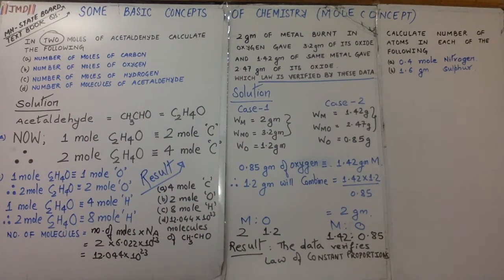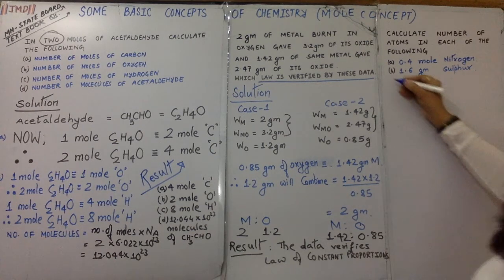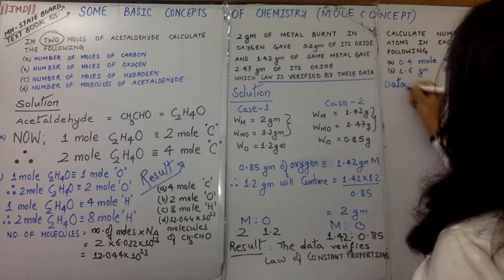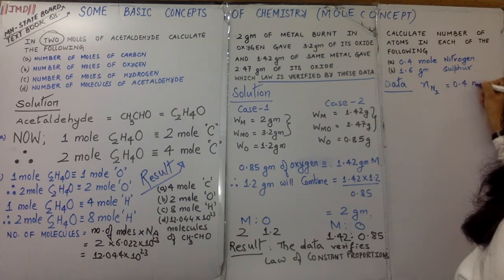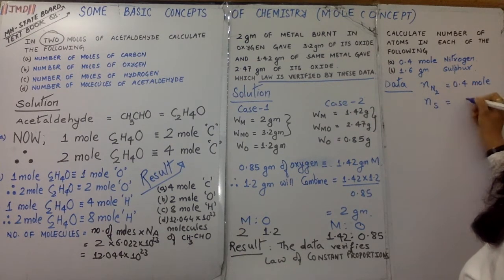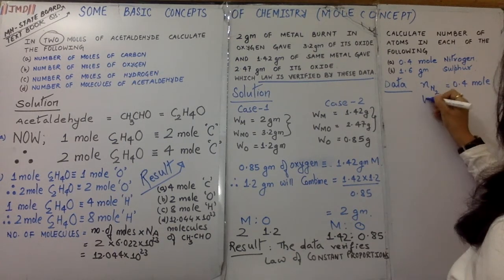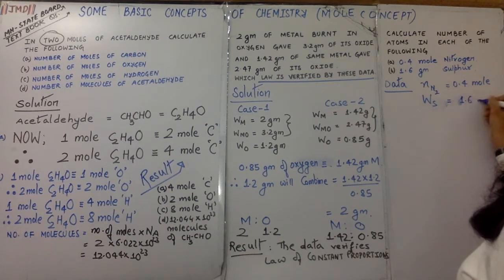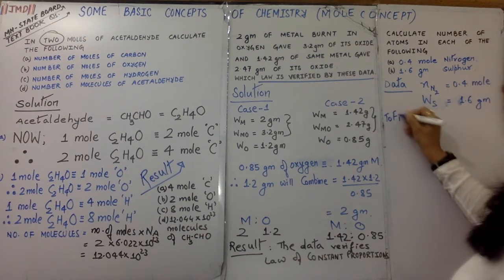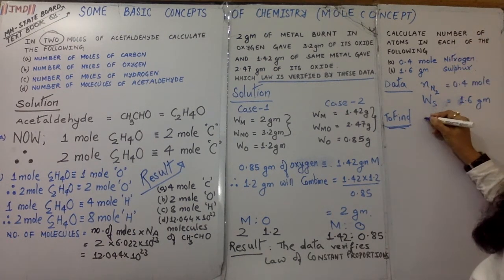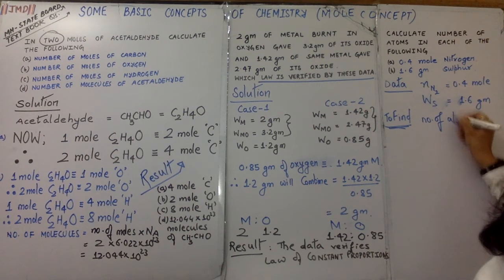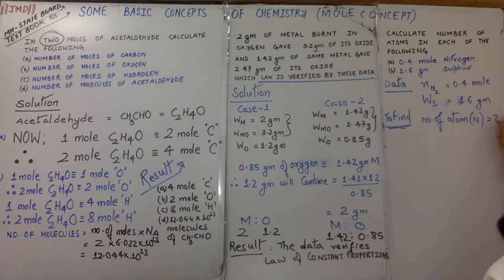Here, calculate the number of atoms in each of the following. So, you have to write the data. Moles of nitrogen is 0.4. Moles of sulfur, no, moles are not given, so weight of sulfur is 1.6 gram. Hope you can see the board. To find: number of atoms of nitrogen, question mark. Number of atoms of sulfur, question mark.